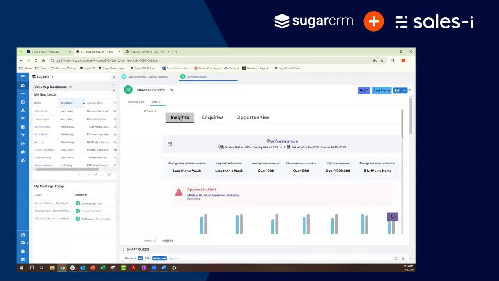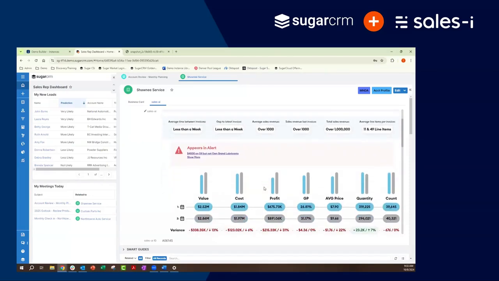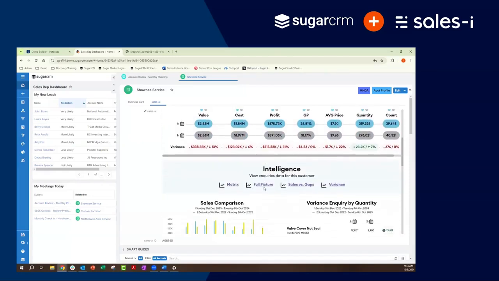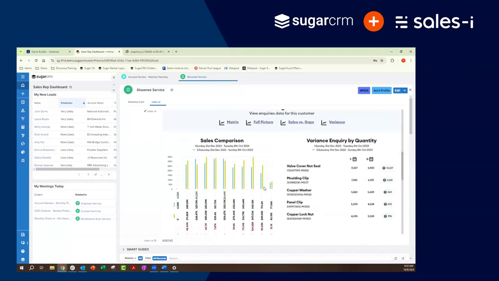Yeah, it's all drillable, right? I'm not leaving my dashboard, so I haven't even drilled in. I don't have to spend time looking for the data. It's ingested from SalesEye and it's given to me right from the account record, right?